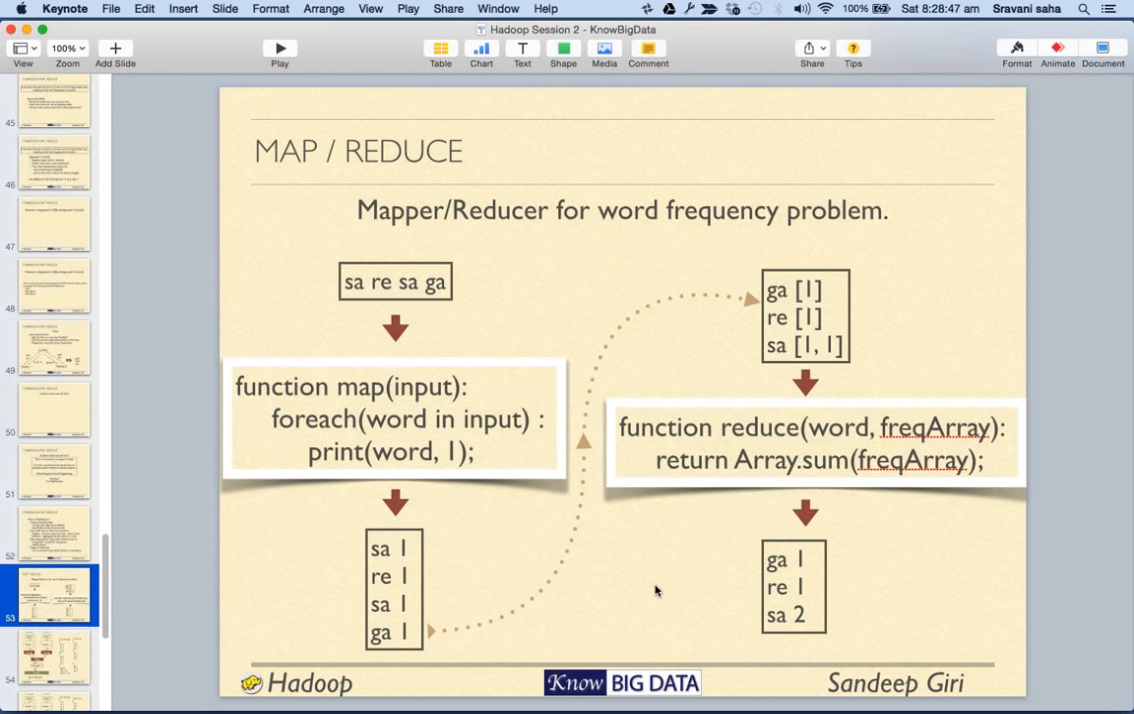So do not think in terms of the Java map class. This mapper has nothing much to do with that. It's just a misnomer. This mapper has nothing much to do with hash map or any other map.